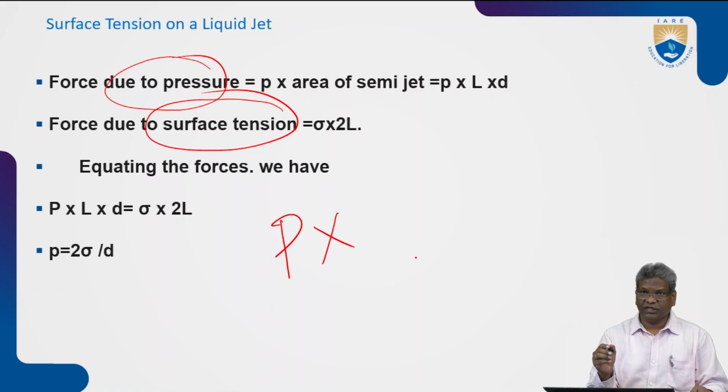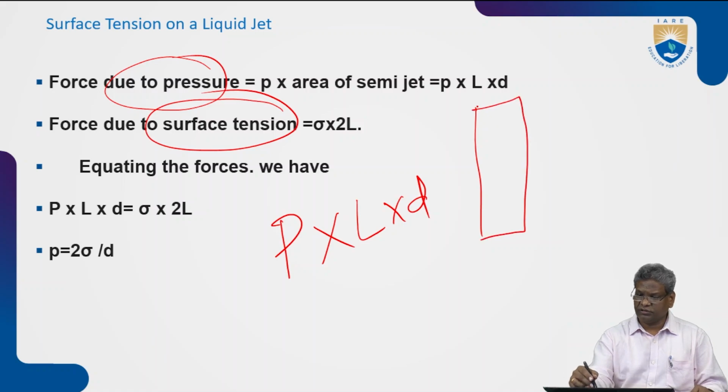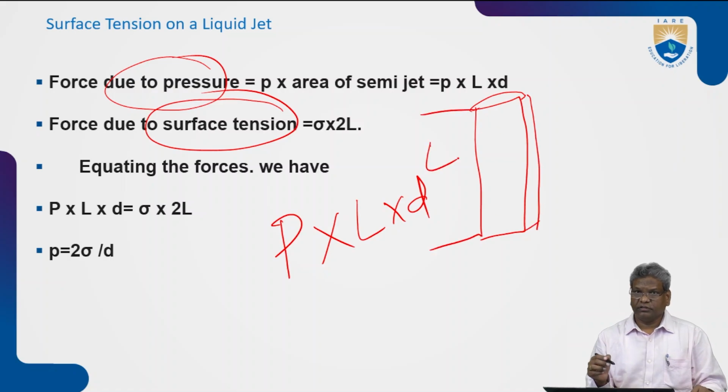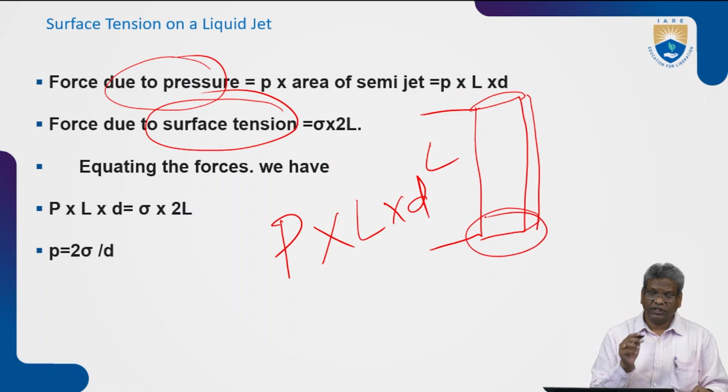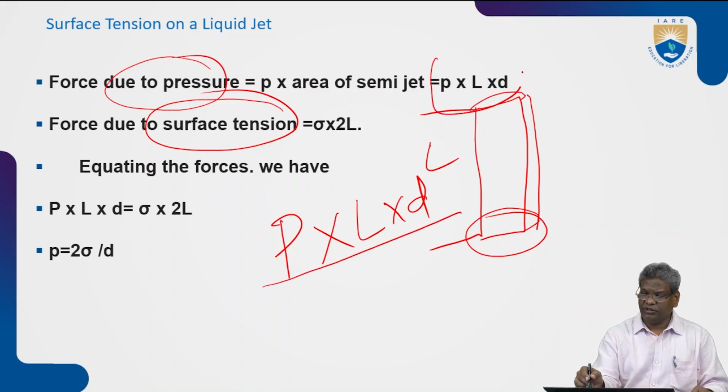area of the semi-jet. We take the complete jet and make it into two halves, right? One half, as I already showed in the diagram. Then what is the pressure into length into diameter? The length of the jet, and the diameter is the diameter of the semi-jet. So that is why P into L into D.